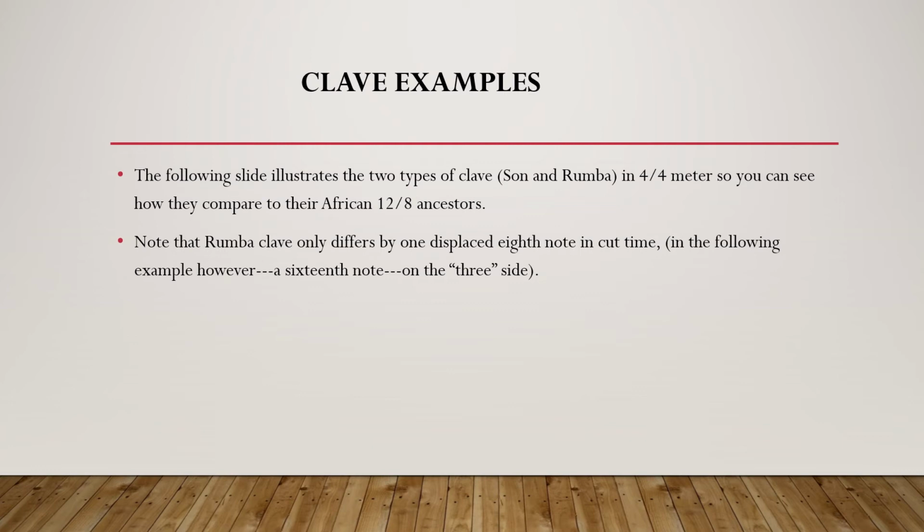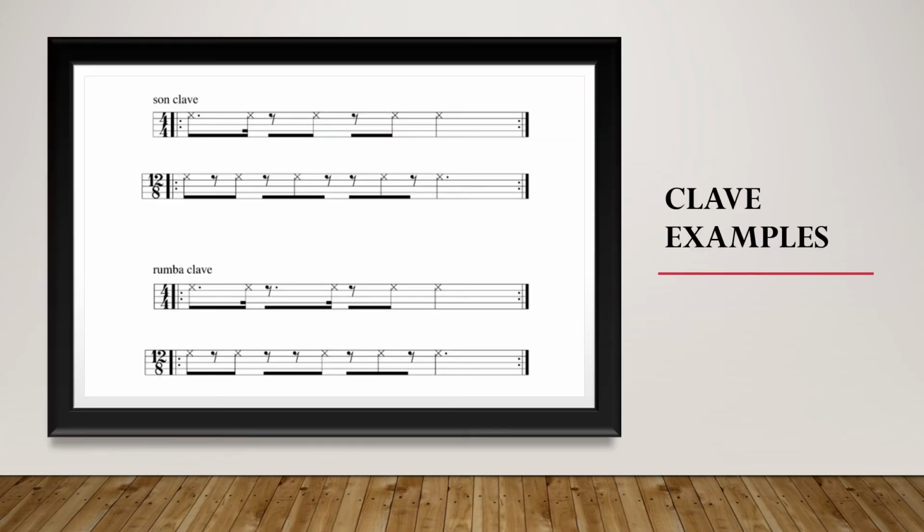Please note that rumba clave only differs by one displaced eighth note in cut time. In the following example, however, it's a 16th note on the "3" side. Here are the visual examples of the clave. I would like to clap these so you can see how they are similar, but also a bit different. Here's the son clave, the top staff in 4. 1, 2, 3, and a 4.